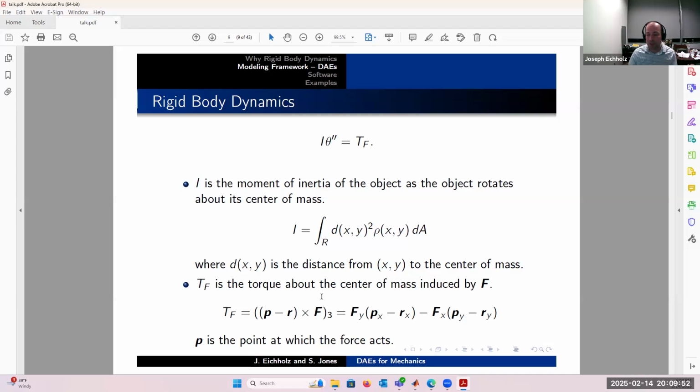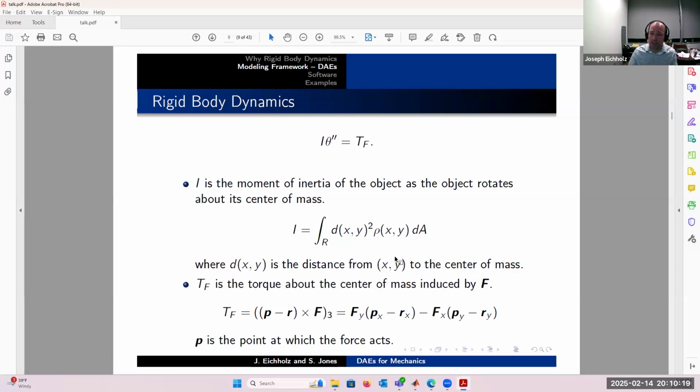But if you're in 3 dimensions, or if you're in the plane, then you just append a 0 at the end of these vectors and you take the third component, and that's going to be the torque that you want. And since we're in the plane, I usually just give them a formula for the torque a force induces if it acts on point P, because again, I'm always going to be rotating about my center of mass. So I just give them this formula.